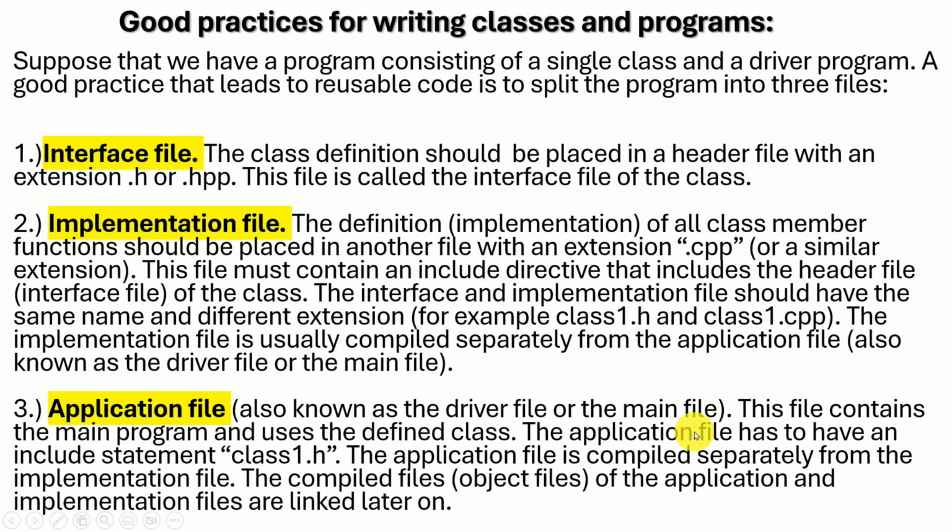The application file has to have an include statement that will include the header file, that is the interface file, and this is called, for example, class1.h. The application file is compiled separately from the implementation file, and this is very important. Once these two files are compiled, that is, once the implementation file and the application file are compiled, they're linked together and we create the final executable file.